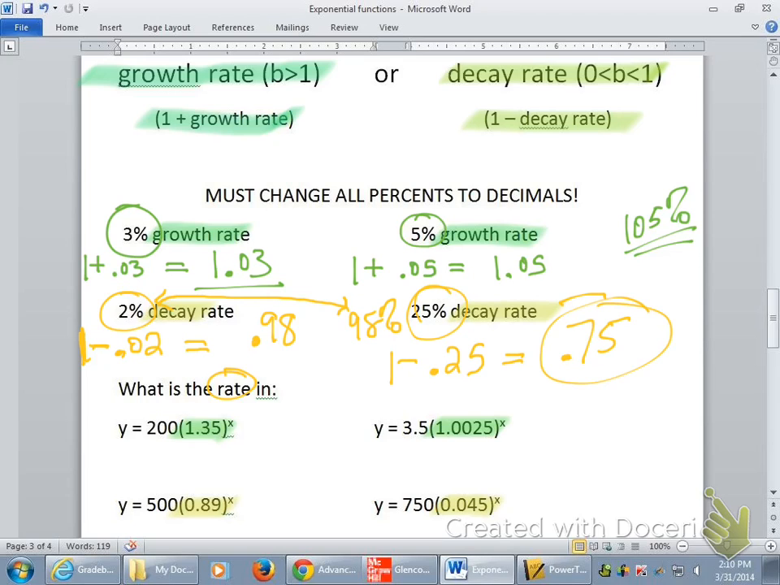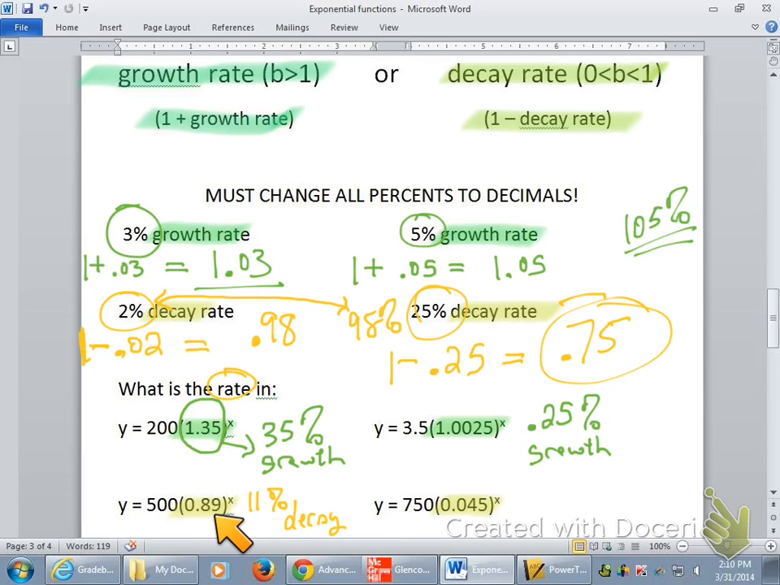So now I want you to tell me what rate this 1.35 is trying to represent. 35% what? Growth. Very good. What about over here on this second one? 0.25% growth. I hope you're not afraid to have a decimal and a percentage at the same time. These tend to be the harder ones. You told me that 0.89 was decay, but how much decay is it? That's right, it's 11% decay. And I hope you can recognize the relationship between 11% and what used to be 89%, right?